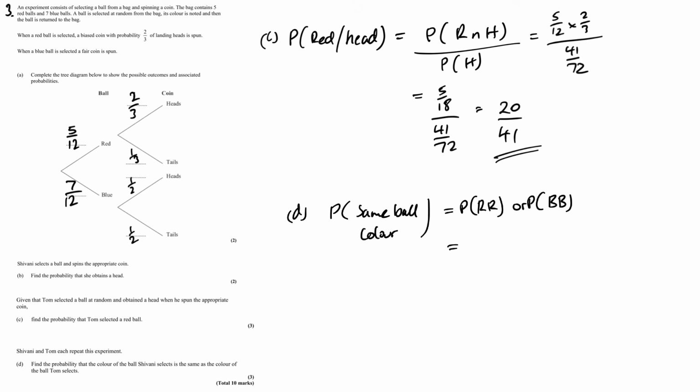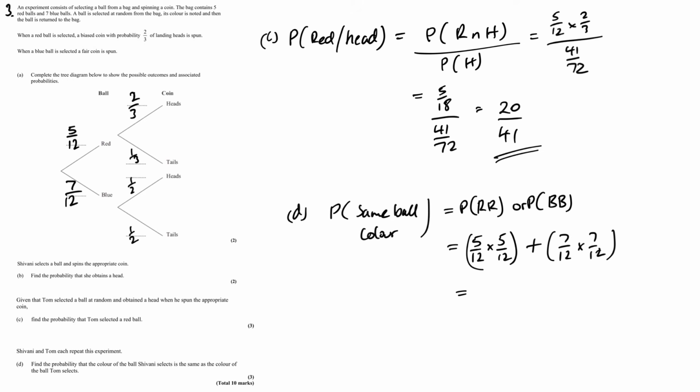The probability of them both choosing red is going to be 5 over 12 times 5 over 12, isn't it? Because it's the probability of Shivani choosing red and Tom choosing red, so it's multiplied. Plus for my OR, and then the same thing for the blue one.